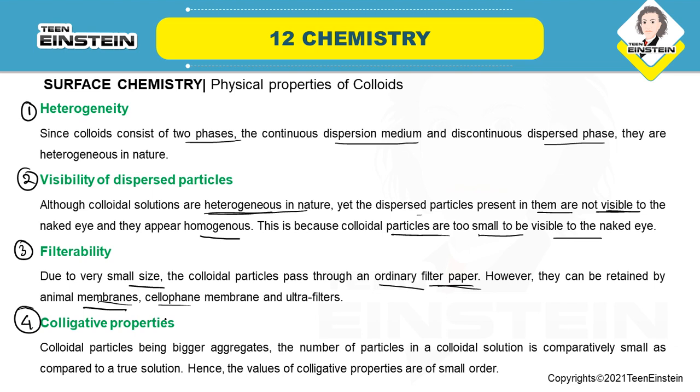Colligative properties. Colloidal particles, we know, are bigger aggregates. So the number of particles in colloidal solution compared to the true solution will obviously be less, because the size is large. Because of this, the colligative properties will also be small, because colligative property is totally dependent on the number of particles. So compared to true solution, the colligative property will have small values.